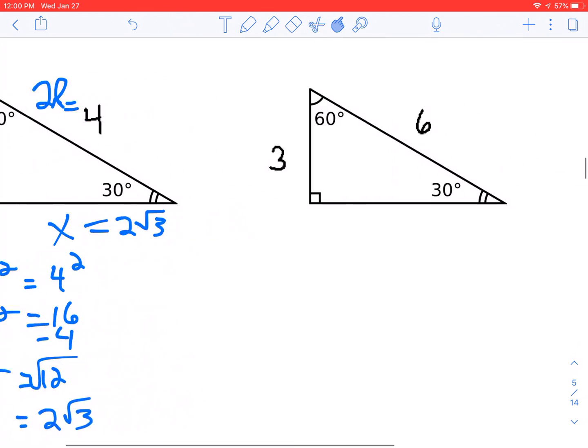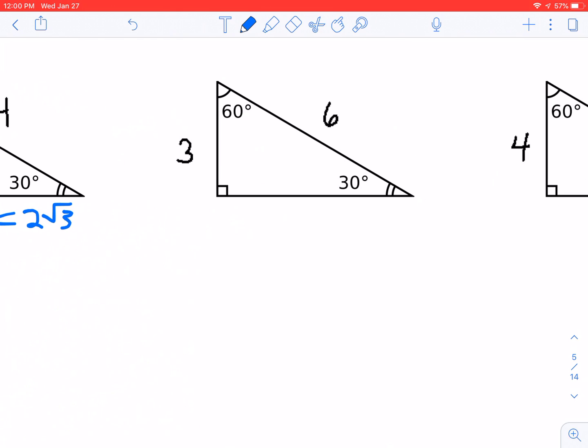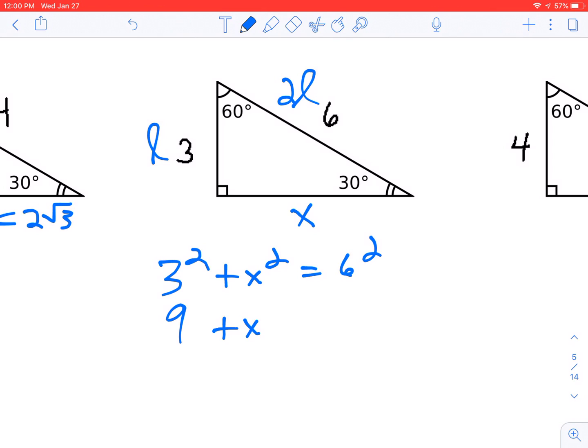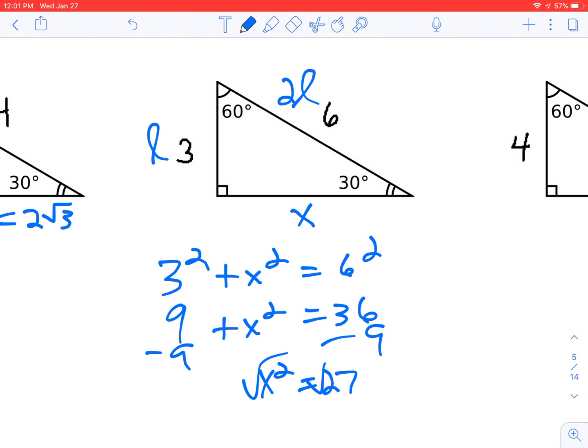Okay, let's try this middle one. Okay, this is L. This is 2L. 3 squared plus X squared equals 6 squared. 9 plus X squared equals 36. Subtract 9 from both sides. X equals 3 root 3.